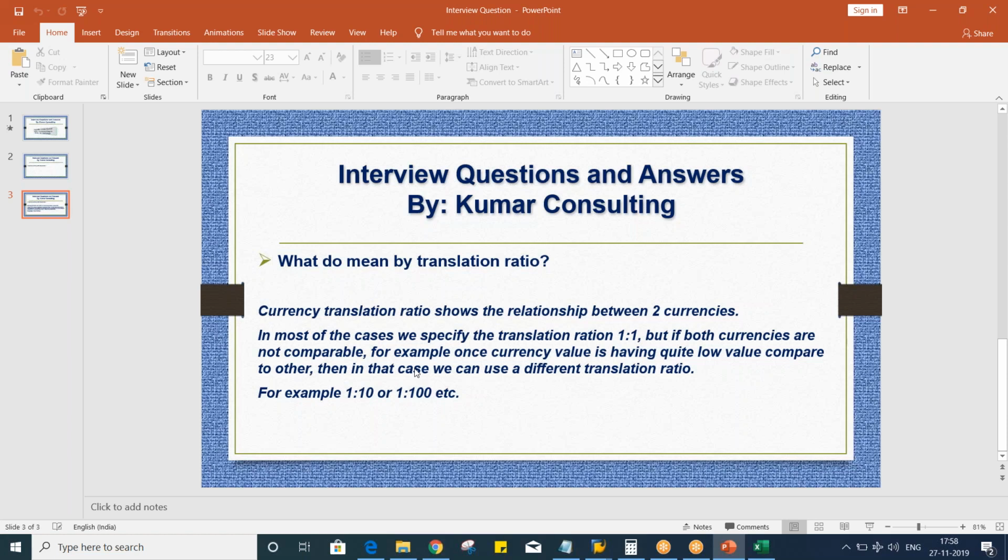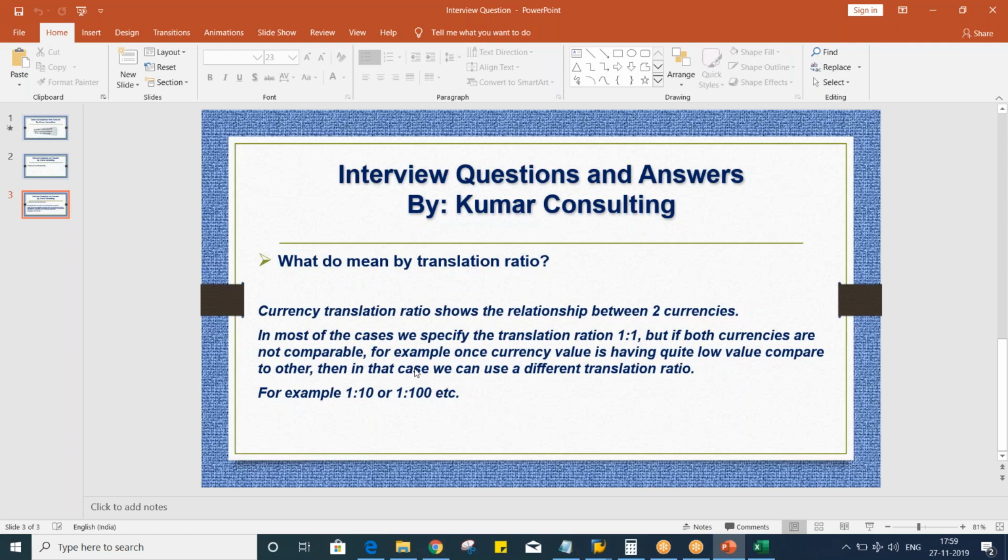It's there in 5 digits, in 6 digits. Here only till 4 digits is going to be accepted, because after that there will be certain space for the decimal places also, right? Decimal digits also. So in that case, we are going to specify a different translation ratio. It could be 1 is to 10. If we specify 1 is to 10, then whatever the currency value is, that is going to be divided by 10. So the value becomes lower, and that price is going to be specified in the exchange rate table.